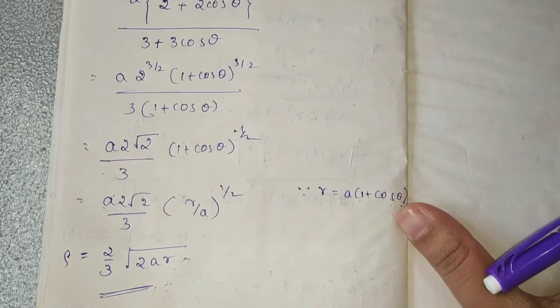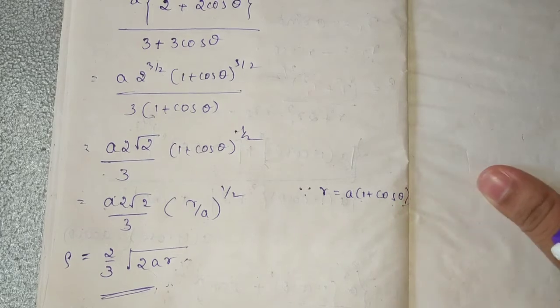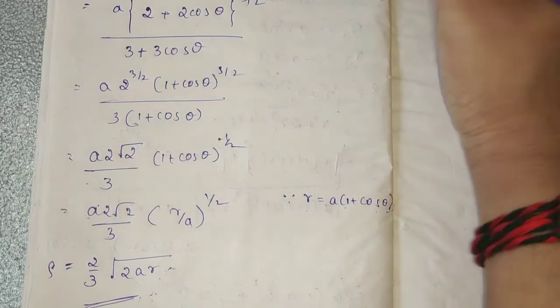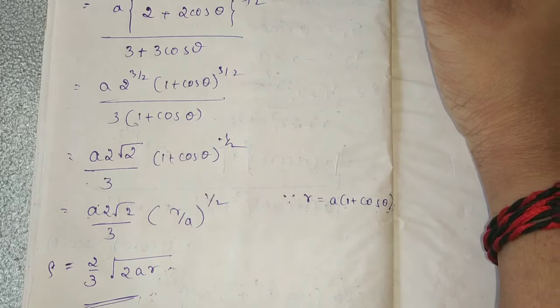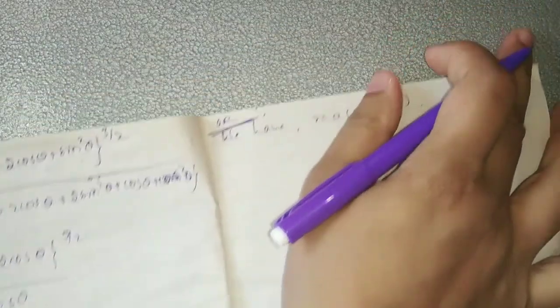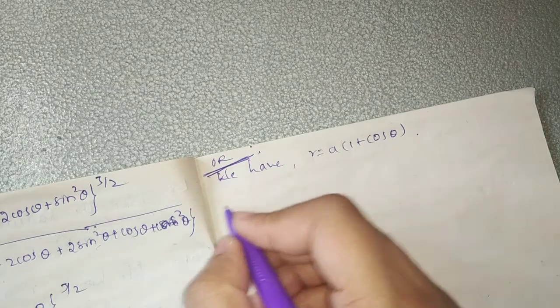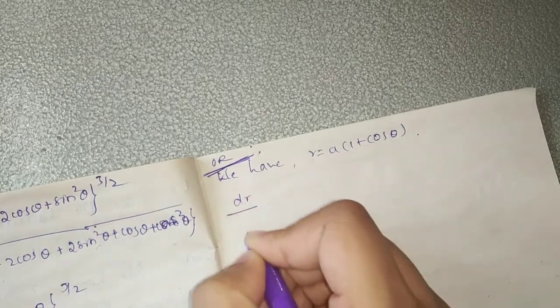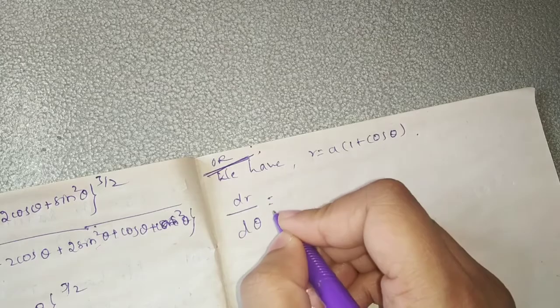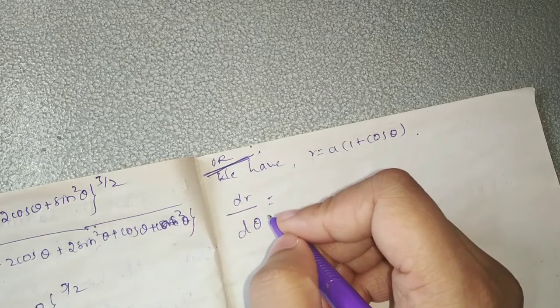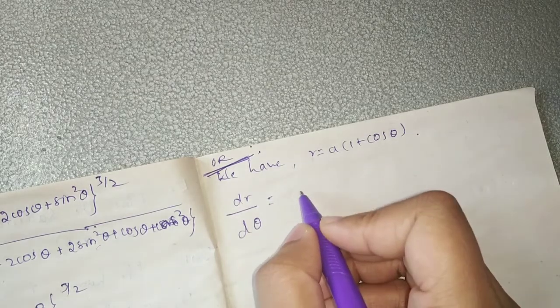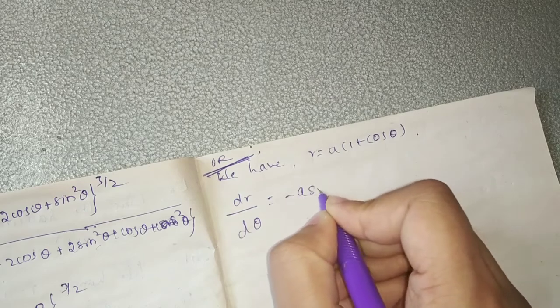We can solve this problem by using pedal equation also. Let us go for that. The second method: we have r equal to a into 1 plus cos theta. dr by d theta is equal to minus a sin theta.